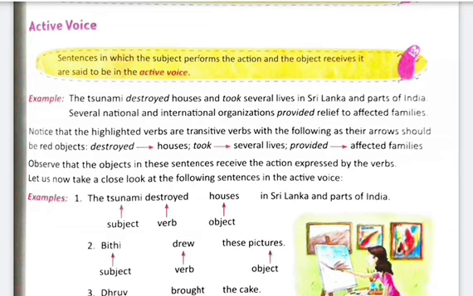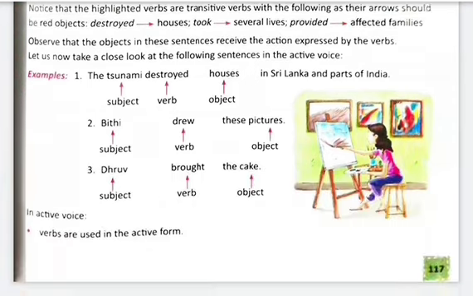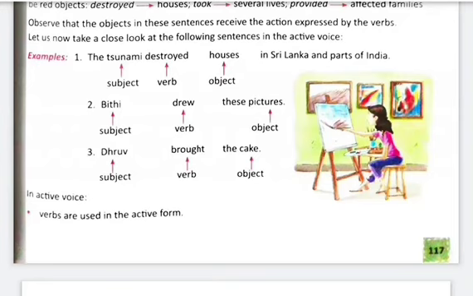Sentences in which the subject performs the action and the object receives it are said to be in the active voice. Let us take the example that is in your book. The tsunami destroyed houses in Sri Lanka and parts of India. In this example, the tsunami is the subject, destroyed is the verb, houses is the object, and in Sri Lanka and parts of India is the complement part of the sentence.